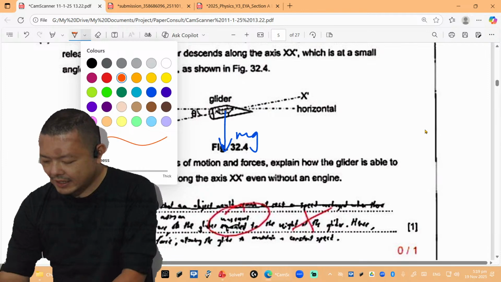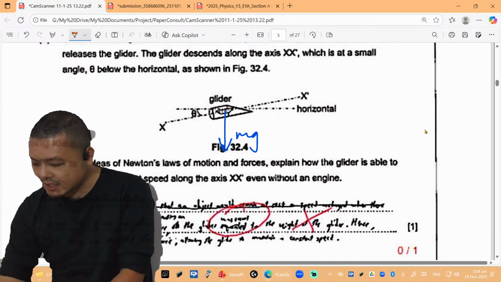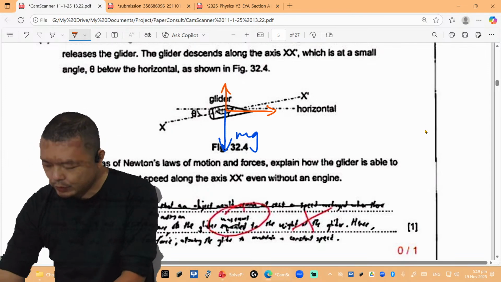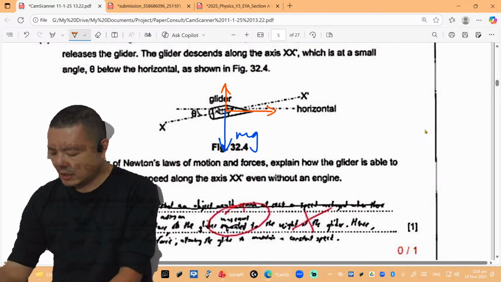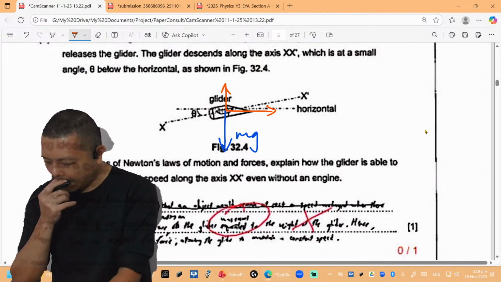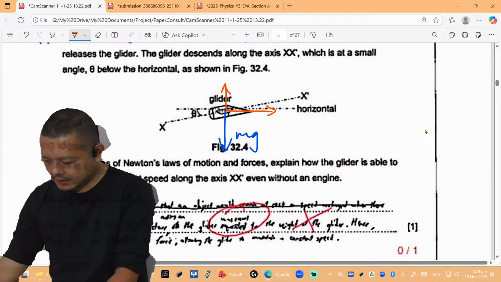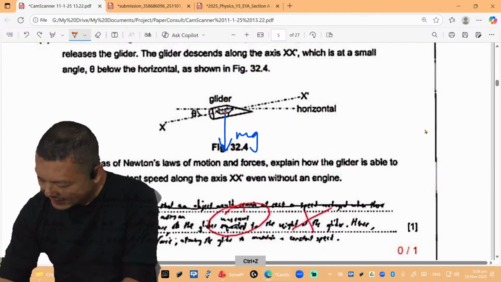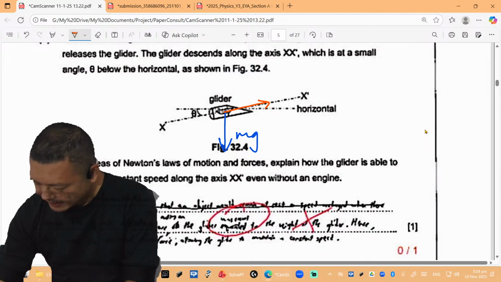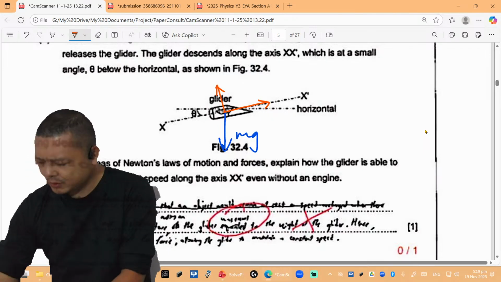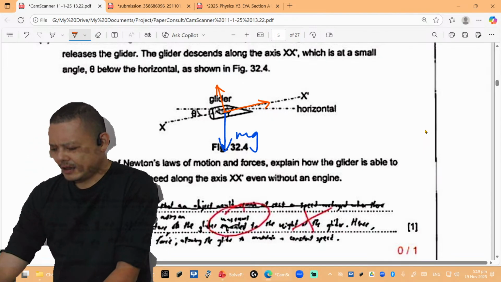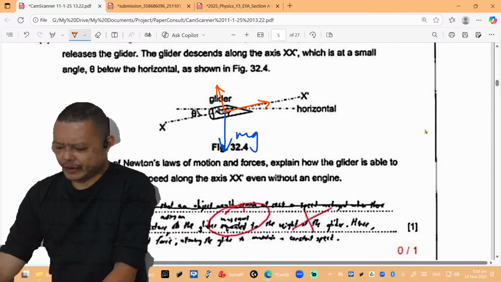So the idea here is that the glider has two air resistances. One is acting backwards and one is acting upwards. No, it's acting along this way, and one is acting perpendicularly to it, something like that. Yeah, it's not a very fair question at all.